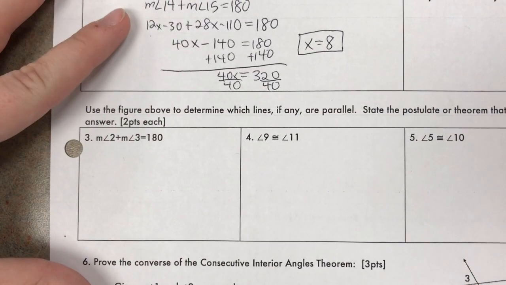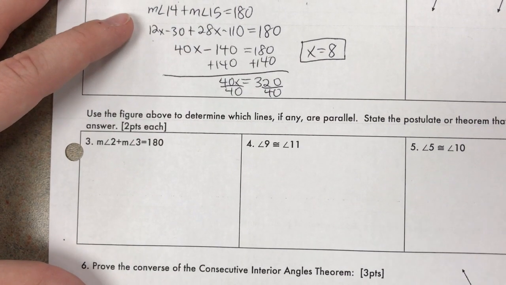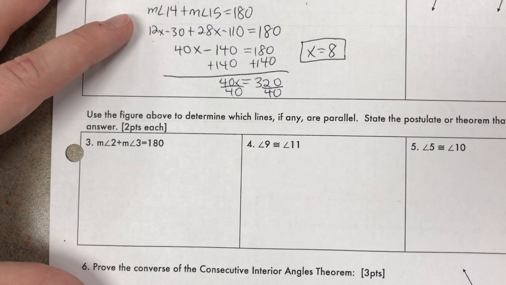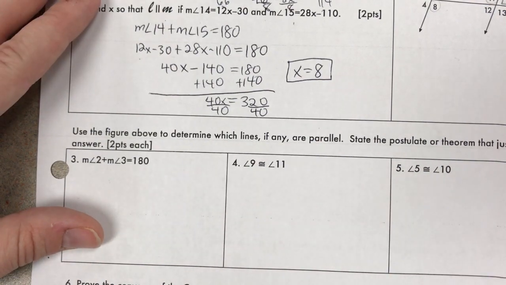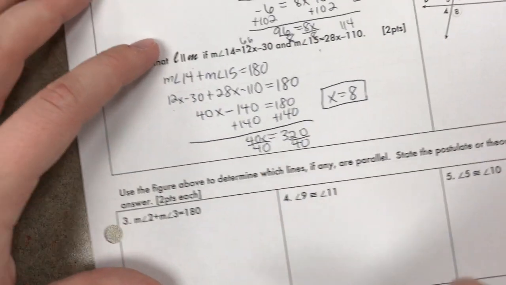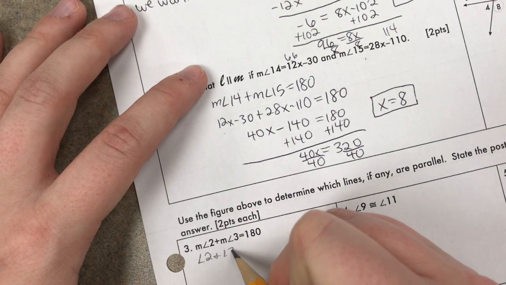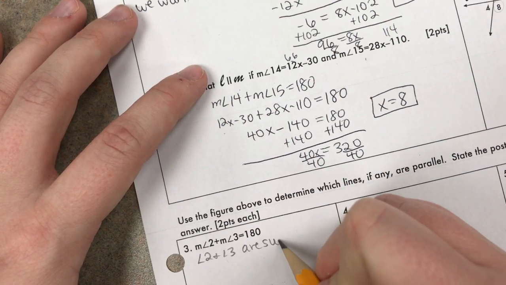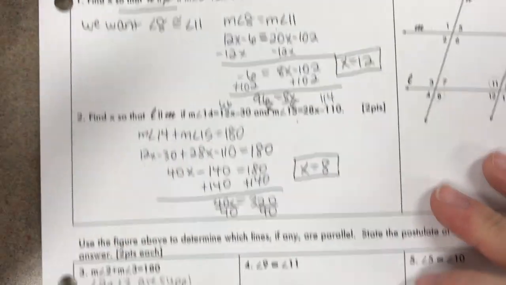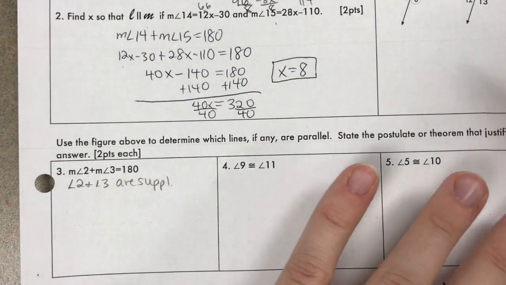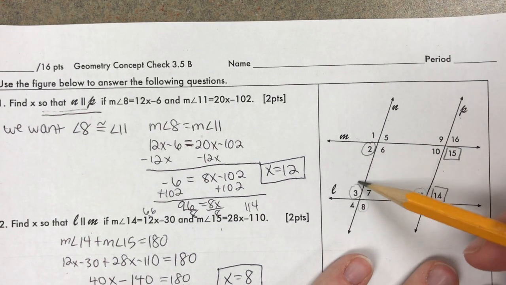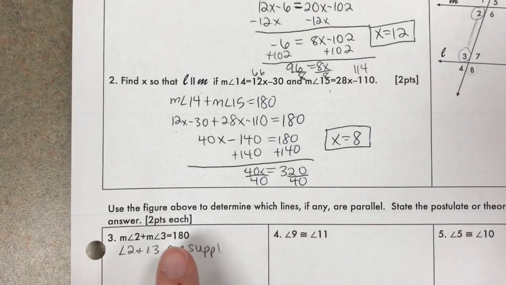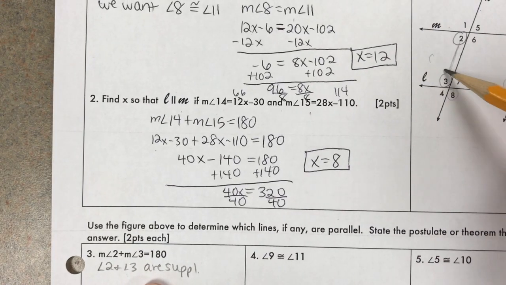All right, moving on. Use the figure above to determine which lines, if any, are parallel. State the postulate or theorem that justifies your answer. Okay, so if I know that the measure of angle 2 plus the measure of angle 3 is 180, that means angle 2 and angle 3 are supplementary. Does that tell me that any of those lines are parallel? So let's go up and look at where angle 2 and 3 are. So here's angle 2 and here's angle 3. They're same side interior angles, and they're supplementary. So if same side interior angles are supplementary, then the lines are parallel.